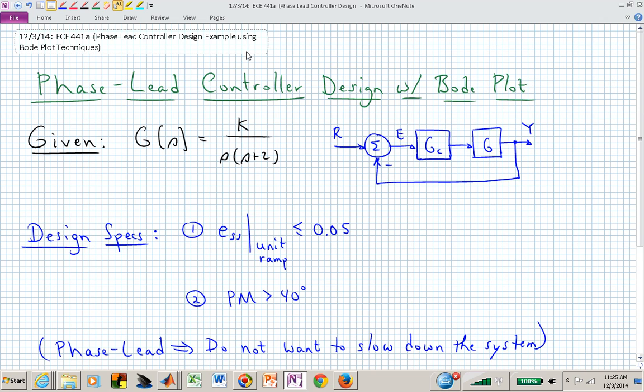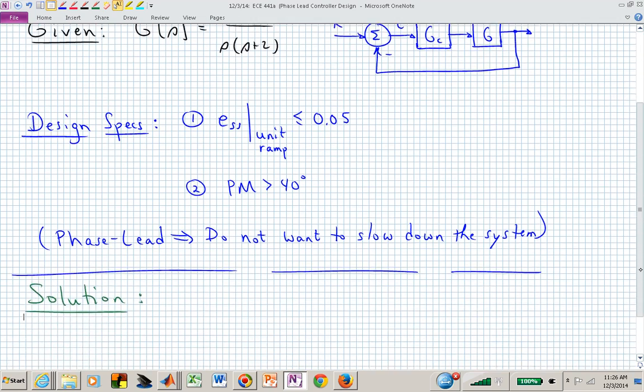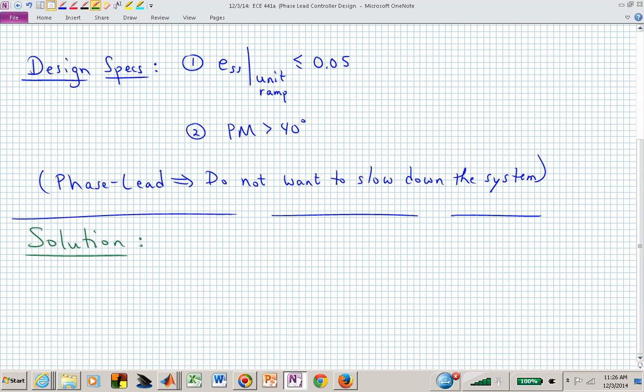So our design spec is going to say, can we have a finite error due to a unit ramp? Can we track a unit ramp with some small error of 0.05 and at the same time achieve a phase margin of 40 degrees with a controller that's not going to slow down our system response, which means that we need a phase lead controller.